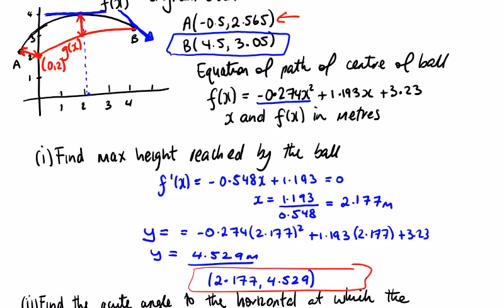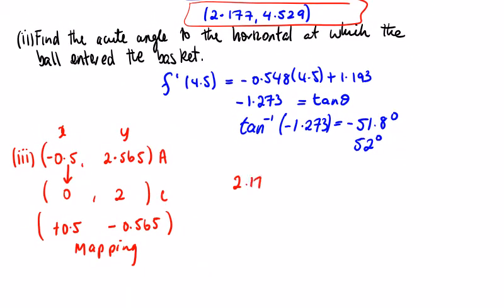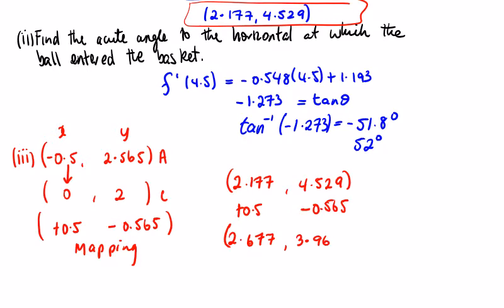So we just need to apply what's happening at the mapping to this max point, 2.177 and 4.529. So we're going to add 0.5 and we're going to take away 0.565. So typing this into our calculator, we're going to get 2.677, just adding 0.5. And we apply the other one, we are going to get 3.964. Let me just double check that.